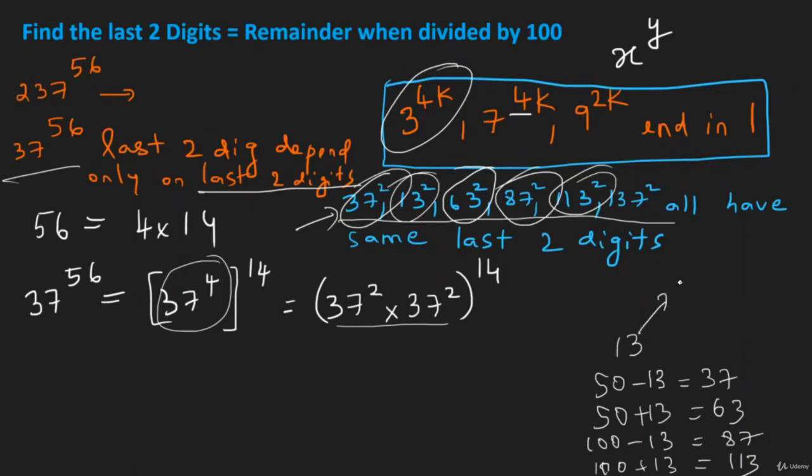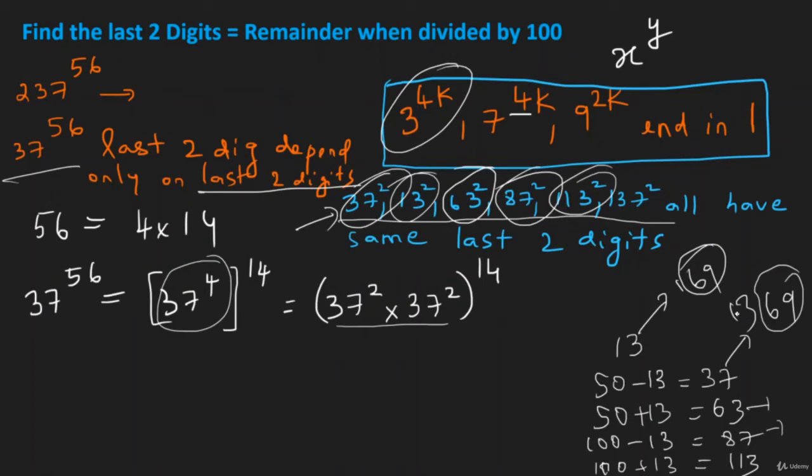We know 13 square is 169. What's 37 square? To get the last digit, you have to do 7 square, that's 49. You write 9 over here, 4 gets carry forwarded. 3 into 7 into 2, that's 21 into 2, that's 42. 42 plus 4, that's 46. And 4 gets carry forwarded. 3 square is 9. 9 plus 4 is 13. So you can see 13 square ends in 69. Similarly, 37 square also will end in 69. And if you find 63 square and 87 square, you will see that these two also will end in 69.